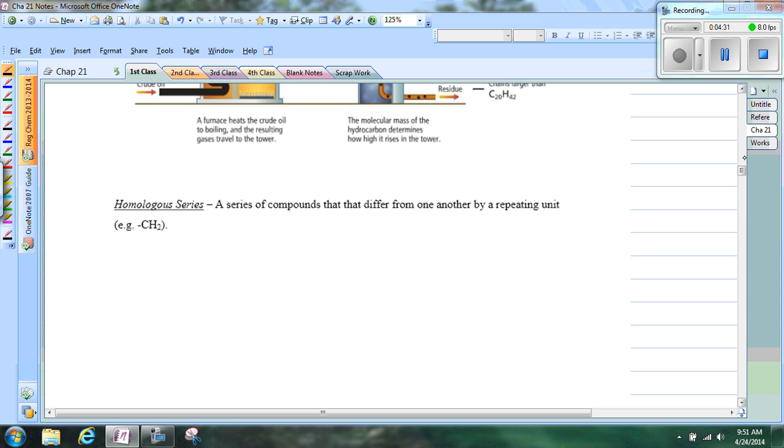A homologous series is a series of compounds that differ from one another by a repeating unit. For us, this repeating unit is going to be CH2. So CH2, the next compound would be C2H4. In other words, we're just increasing by a CH2. The next compound could be C3H6.